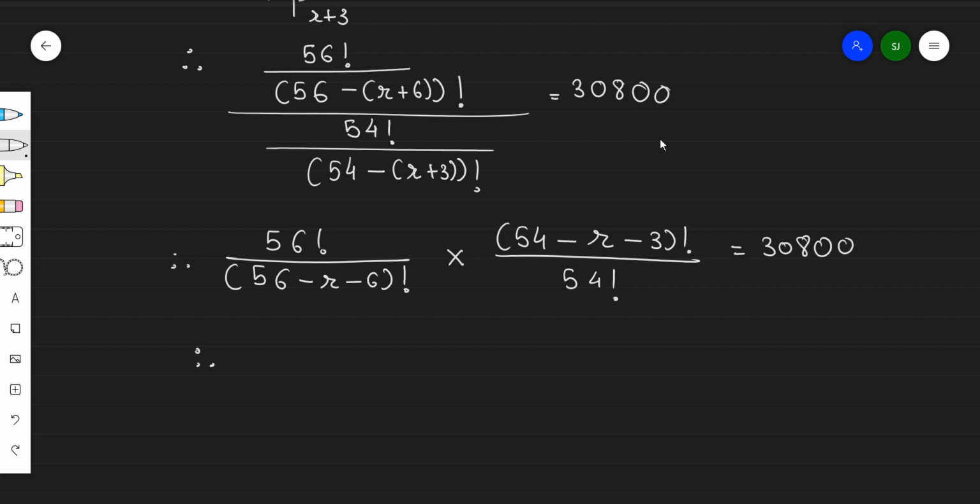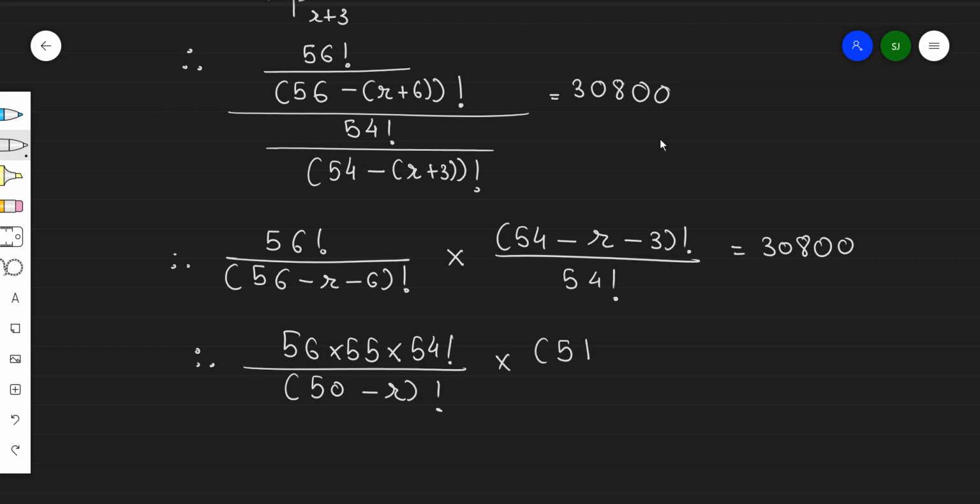This 56 factorial can be written as 56 into 55 into 54 factorial. So things are getting simpler. Now 56 minus 6 is 50 minus r factorial, and the other term can be written as (51 minus r) factorial, and this is 54 factorial, and the right hand side is as it is for now. Now this 54 factorial gets cancelled. Now we have 51 minus r and 50 minus r. So what are we left with? We are left with 56.